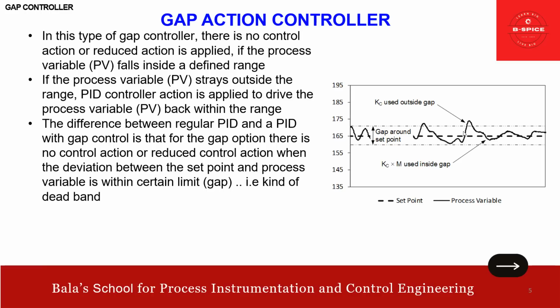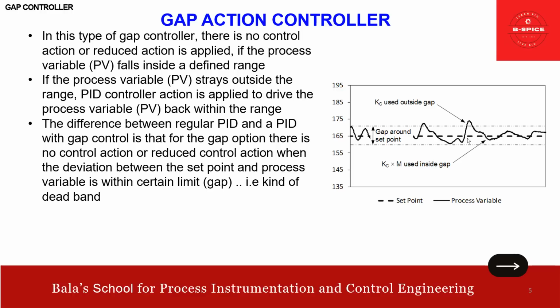Another point to note here is the difference between the regular PID and the PID with gap control: for the gap option, there is no control action or reduced control action when the deviation between the set point and process variable is within a certain limit. That is the gap, a kind of dead band. You got it? In this type of gap, no control action or reduced action is applied if the process variable falls inside the defined range. That is one point. If the process variable stays outside, PID control is applied to bring it back within the range.